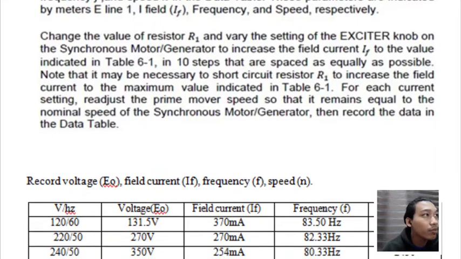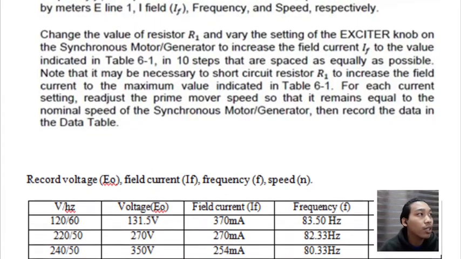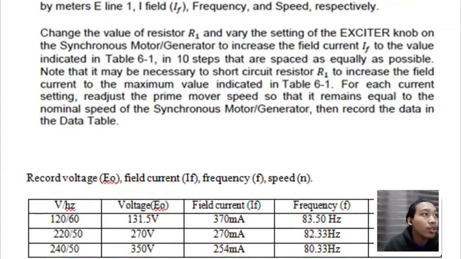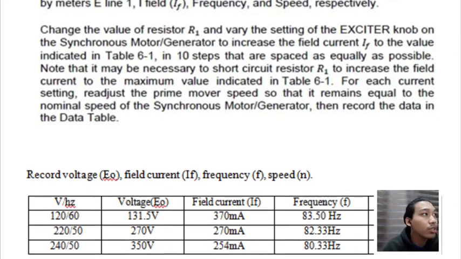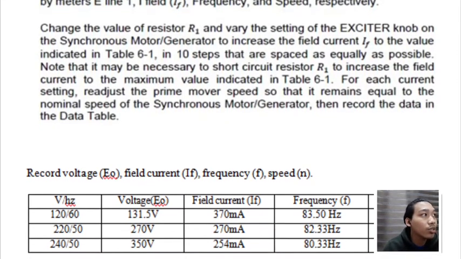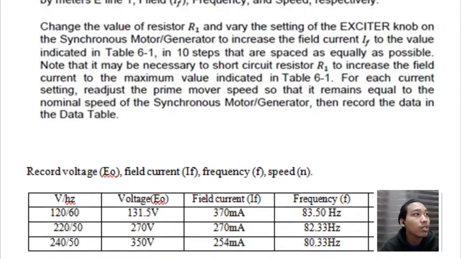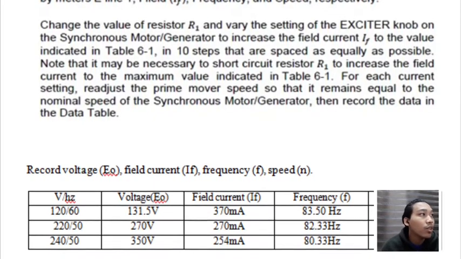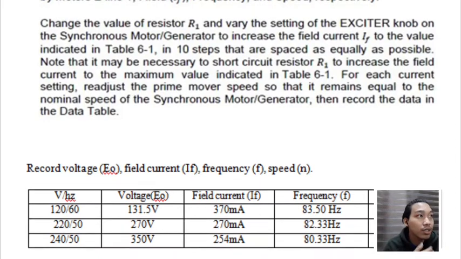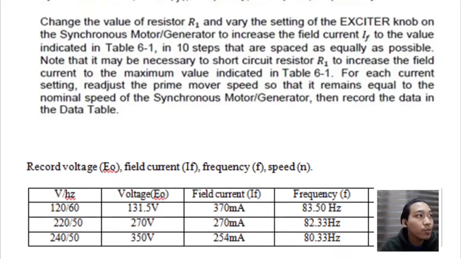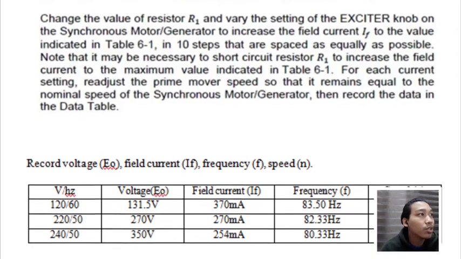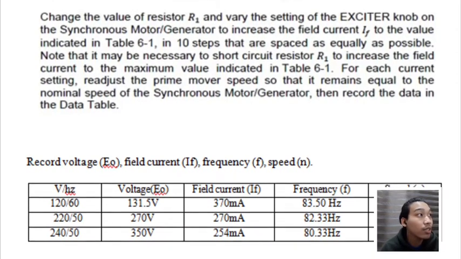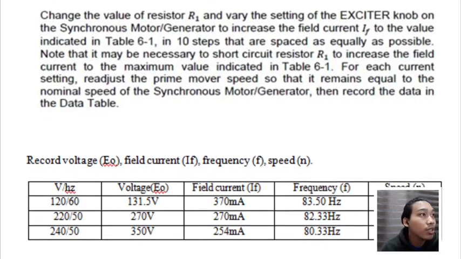In step 10, space the values as equally as possible. Note that it may be necessary to short circuit resistor R1 to increase the field current to the maximum value. For each current setting, readjust the prime mover speed so that it remains equal to the nominal speed of the synchronous motor or generator, then record the data in the data table.